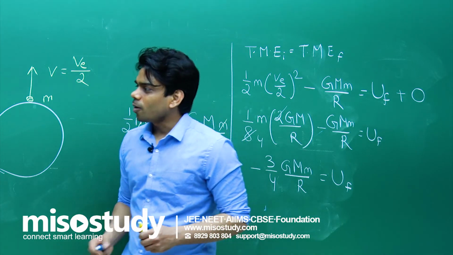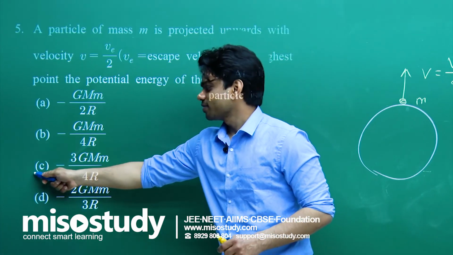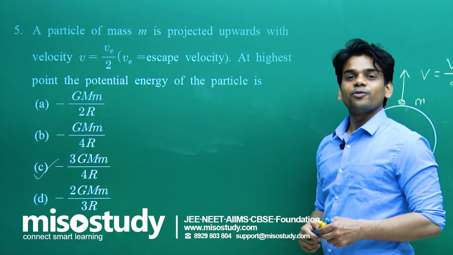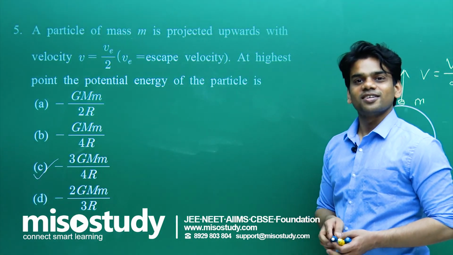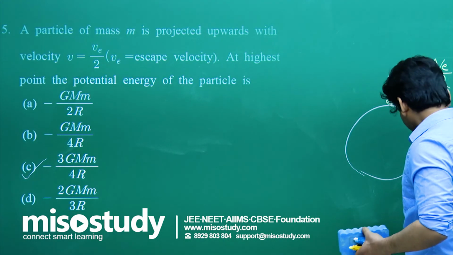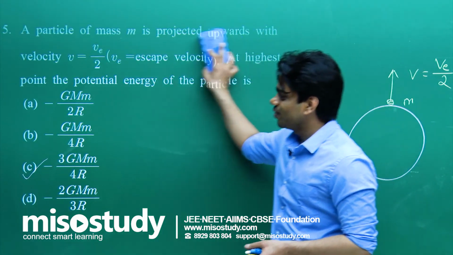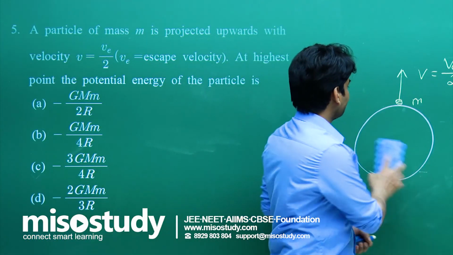Let us check with the required option. If you see, 1 is incorrect, 2 incorrect, third one matches. So option number C, minus 3 by 4 GMm by R, is the right answer for this example. Now, let us proceed with the next one. I hope that we understood how to use the escape velocity formula in such questions.